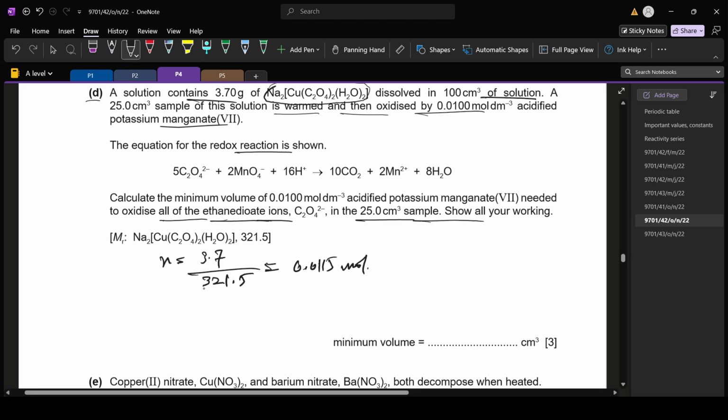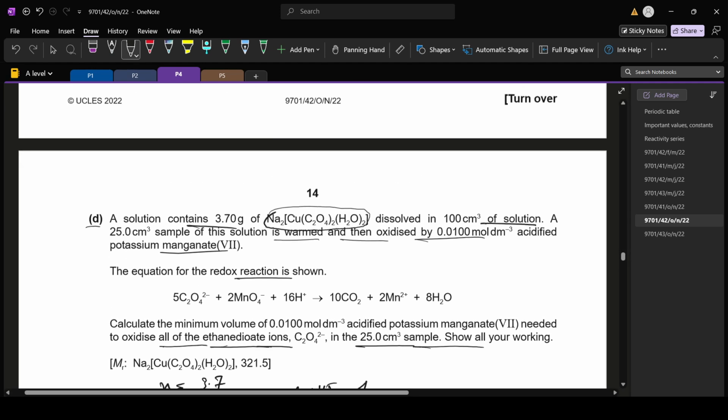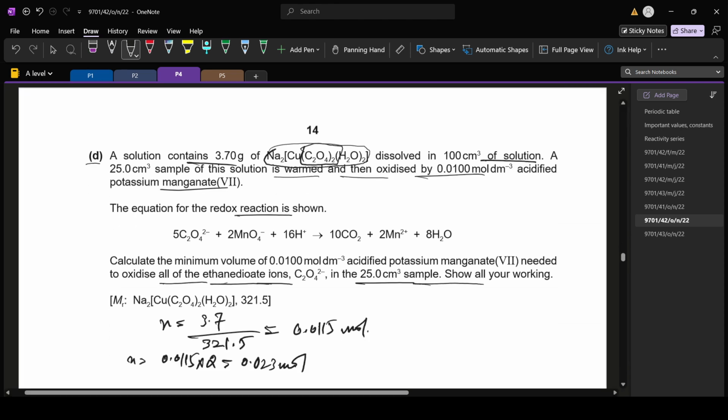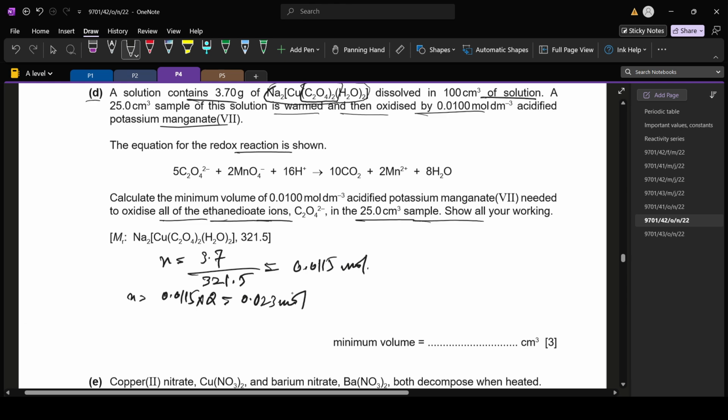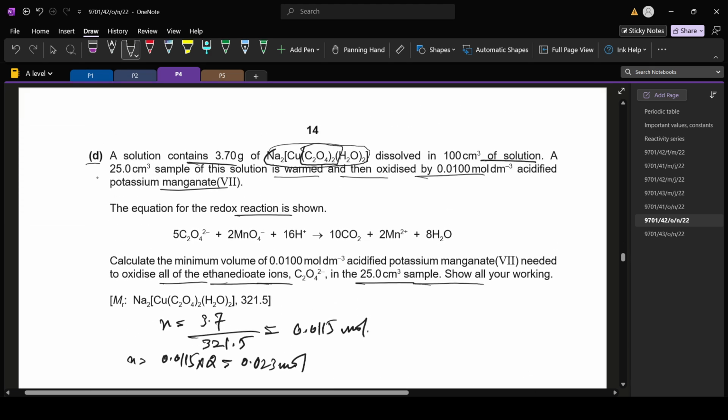The moles of ethanedioate ions will be 0.0115 multiplied by 2, so it is going to be 0.023 moles. Why? Because you can see in this compound there are two ethanedioate ions, so you will multiply it by 2. So these will be the moles of ethanedioate ions. Now this is in 100 cm cube, and you have to convert it into the 25 cm cube sample.